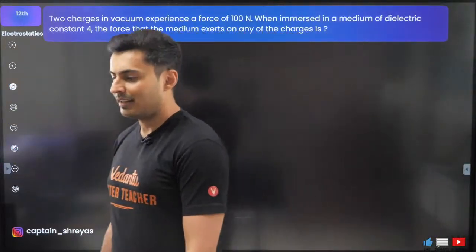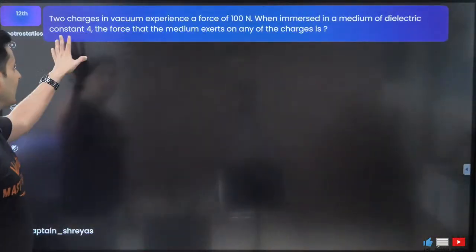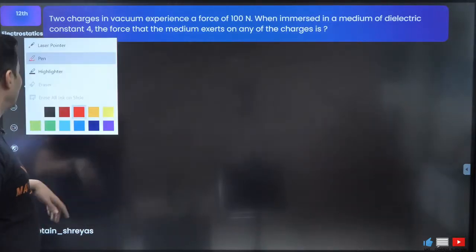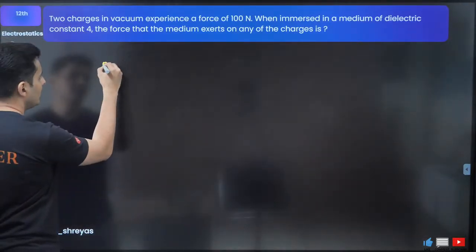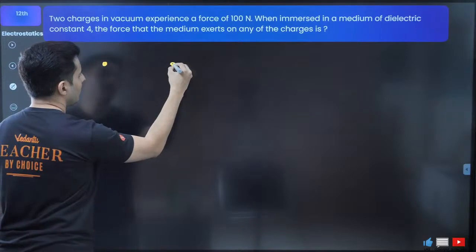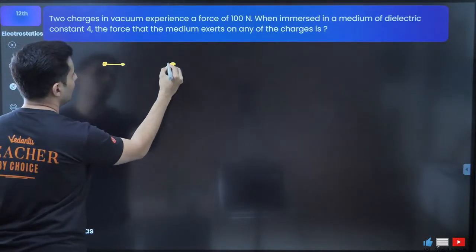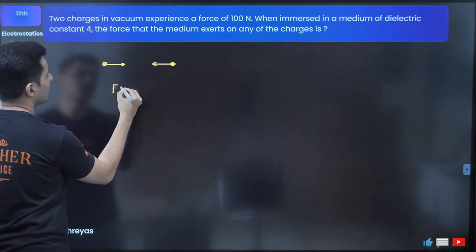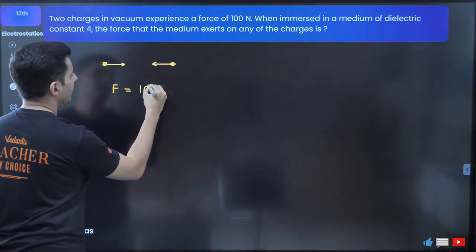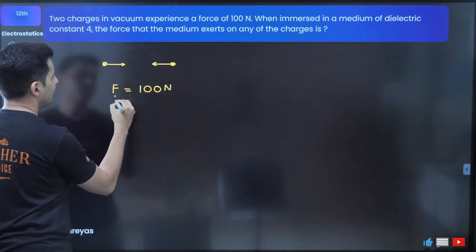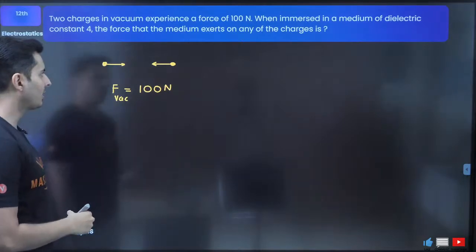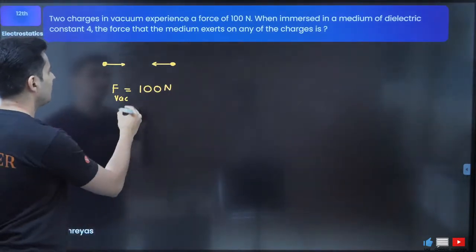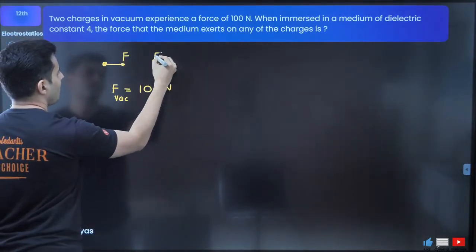One last question, and let's see how many of you can do this. Charges are placed in vacuum and the force between them is 100 Newton. So imagine there are two charges in vacuum, and there is some kind of a force between them, and that force is given by 100 Newton. This is in vacuum or free space. I'm just going to call this F.